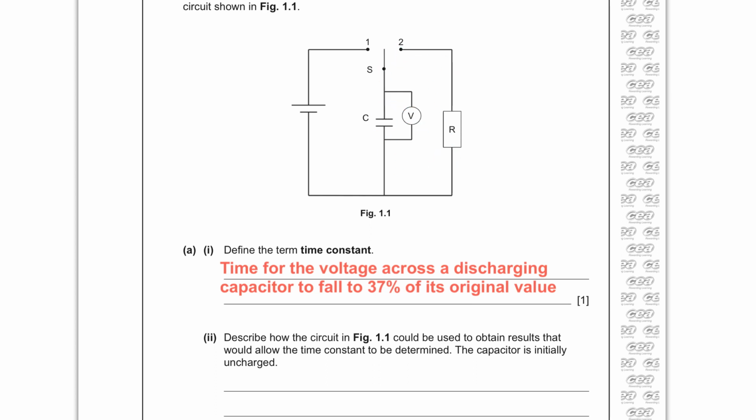So in your description, you would need to explain switching the switch S to position 1 to allow charging, and then you would get a stopwatch ready and switch to 2 and start your stopwatch, and then you would record this voltage at regular intervals as the capacitor discharged. So you could say, record the voltage every 20 seconds while the capacitor is discharging.